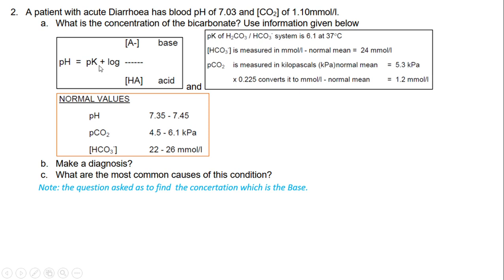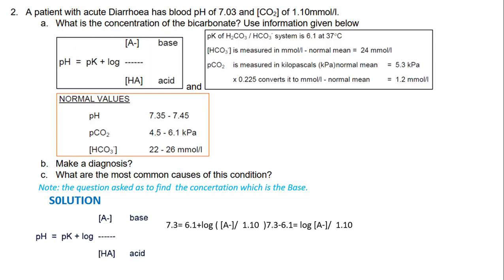But then pK, they have given us pK is equal to what? 6.1 at 37 degrees. So just put 6.1 here. Even the pH they have given us, 7.03. But then you want to find what? We find the base. So just replace everything here which you have, then you find the base. The solution, the same thing which I was explaining, we use this formula, then we just replace everything here.